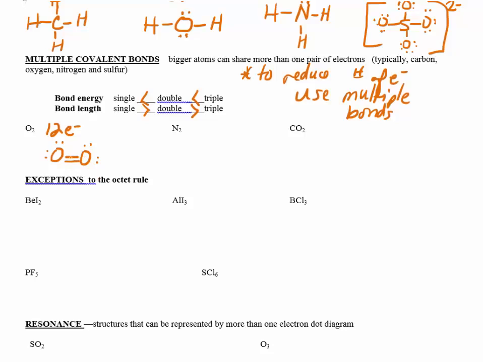So now when I add, again, each line means 2 electrons, so I'm going to go 2, 4, 6, 8. Yay, oxygen's good. 2, 4, 6, 8. This oxygen's good. 2, 4, 6, 8, 10, 12. This one's good. Yay. Okay, look at what happens with nitrogen.